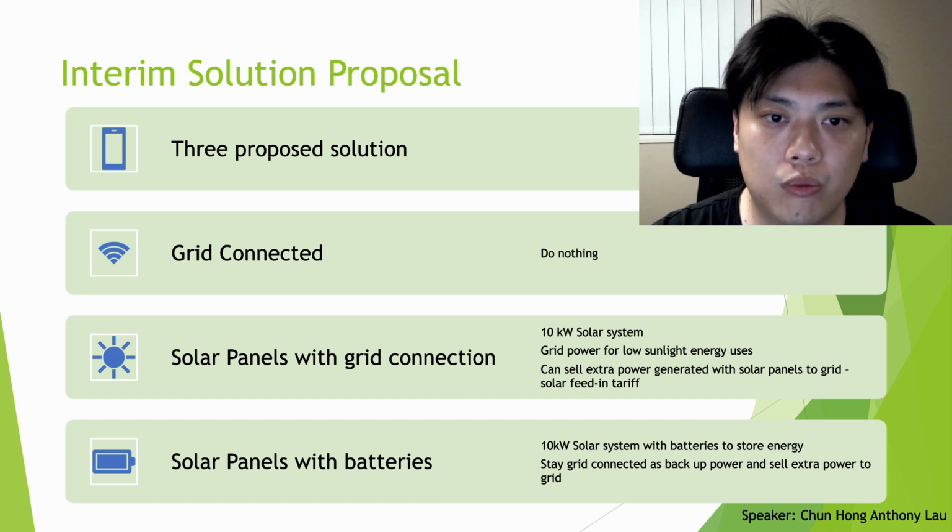The second option will be solar panels with grid connection. A 10 kilowatt solar system will be powering the house under good solar exposure, and the grid will supply power during low sunlight periods. The solar feed-in tariffs will enable the clients to sell the extra power generated with the solar panels to the grid. The third option is to have a 10 kilowatt solar system with batteries to store the energy. The system is designed to have the ability to go off-grid, but we recommended that the clients stay grid connected as a backup power option and be able to sell the extra power to the grid.